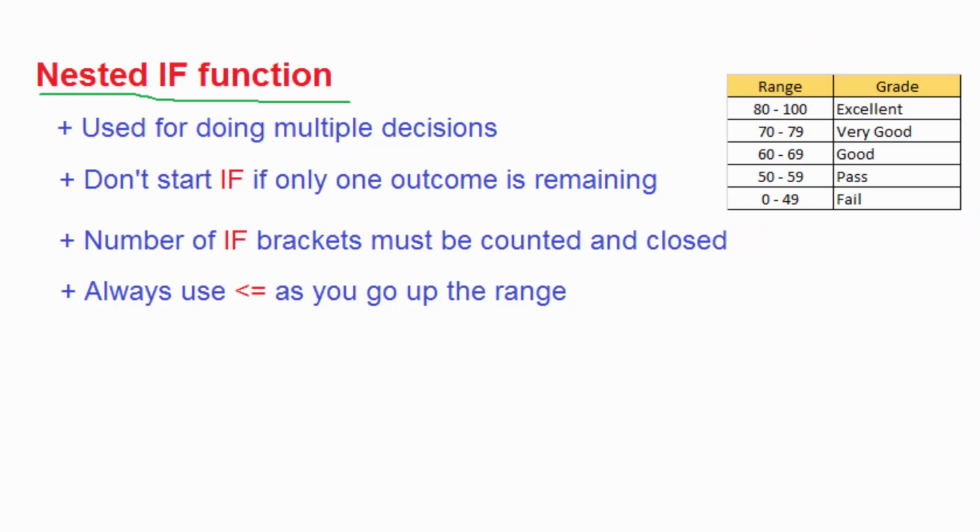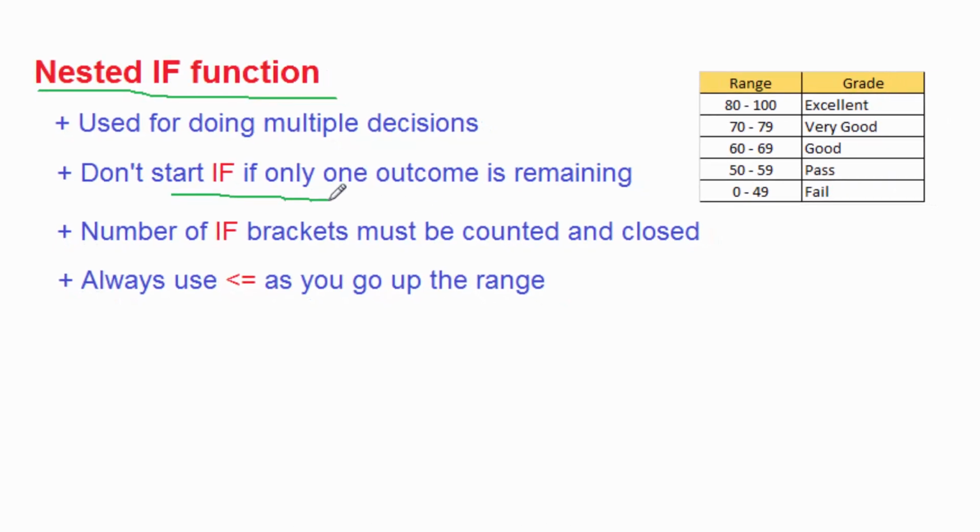And in this case, we need to look at a couple of rules. The first one, don't start another if when there is one outcome remaining in a series of decision making. For example, if I applied if here, then another if here, another if function here, and another one here, if there is only one option or outcome which is remaining, I will include it as part of the second last if here. I will not start another if here because if requires two outcomes.